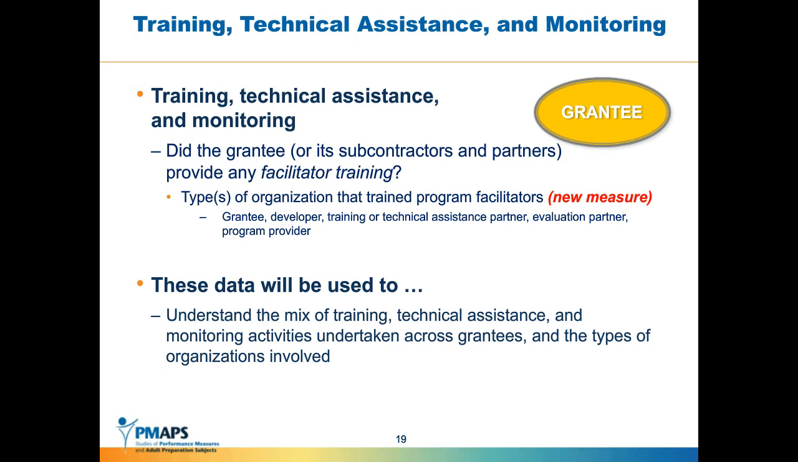Across these different measures, the information will be used to understand the mix of training, technical assistance, and monitoring activities conducted at the grantee level. However, I do want to point out that there is nothing judgmental or punitive in these measures. FISB is simply trying to determine which grantees, if any, are undertaking these types of activities and the organizations and partners responsible for carrying out those activities.